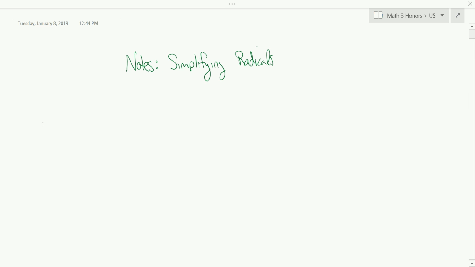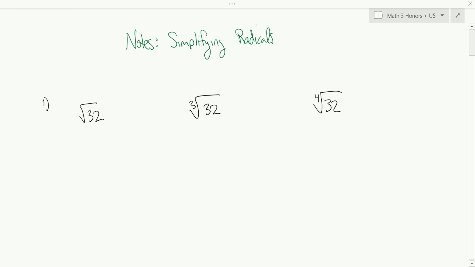So first of all, let's take a look at the square root of 32, the cube root of 32, and the 4th root of 32. And so the goal is to simplify, and we have done some of this already. When you're simplifying a root, so let's start with the first one, the square root, you're going to want to break down that number. So 32 is 2 times 16. And you're looking for a perfect square.